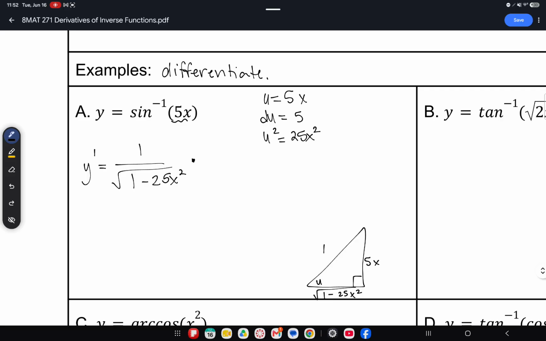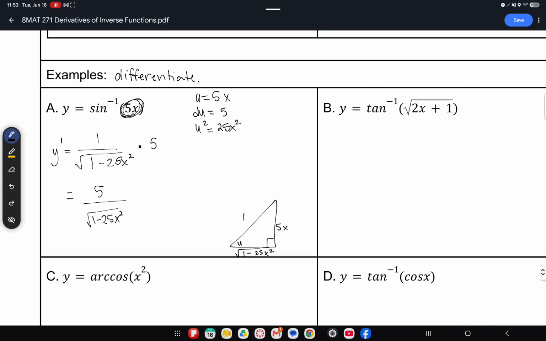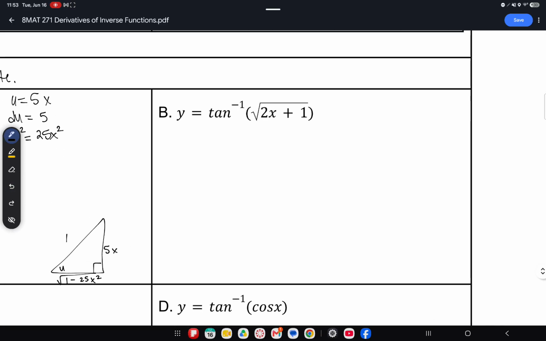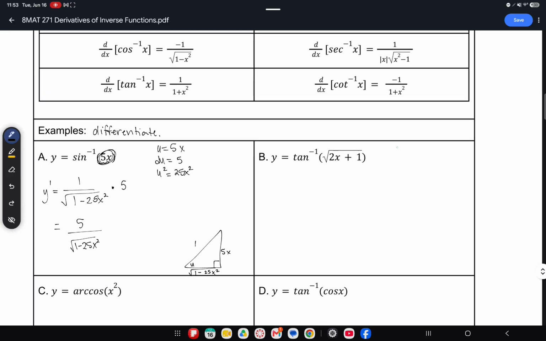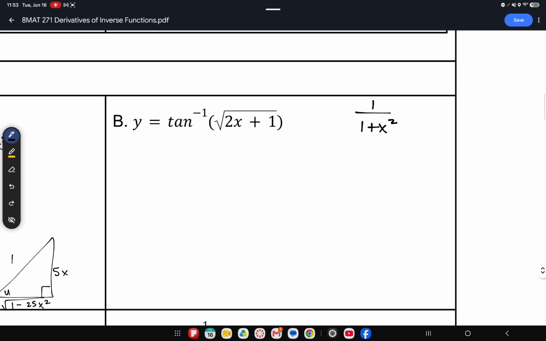But then because we have to do a chain rule, we have to multiply by the derivative of the inside, which is 5. So really we have 5 over the square root of 1 minus 25x squared. So we can go from a triangle perspective, or we're just using our formulas. So inverse tangent is going to be 1 over 1 plus x squared.